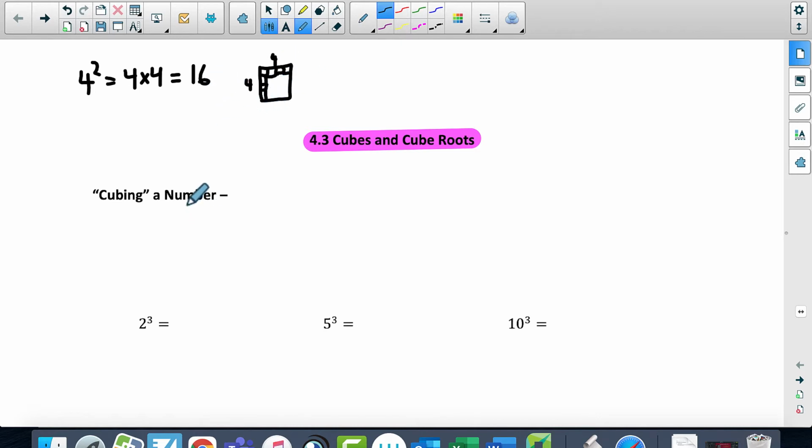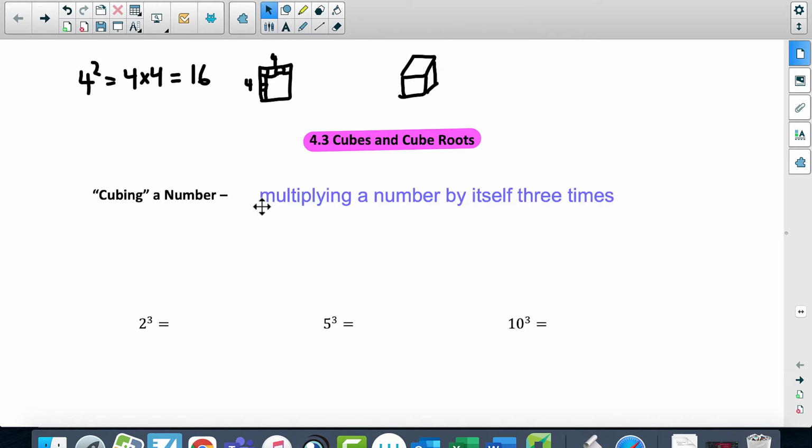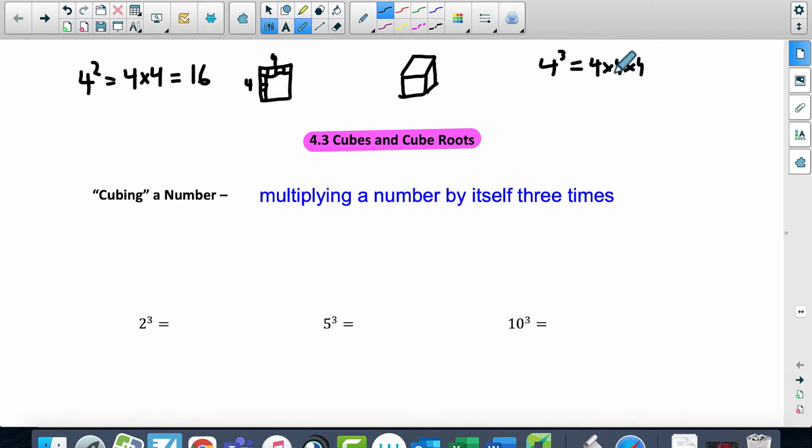Well, now we're talking about cubing a number, so we're no longer talking about squares, 2-dimensional shapes, we're talking about 3-dimensional shapes. So cubing a number is multiplying a number by itself 3 times. So if you were doing 4 cubed this time, that means 4 times 4 times 4. See, we're multiplying by itself 3 times. 4 times 4 is 16, and 16 times 4 is 64.